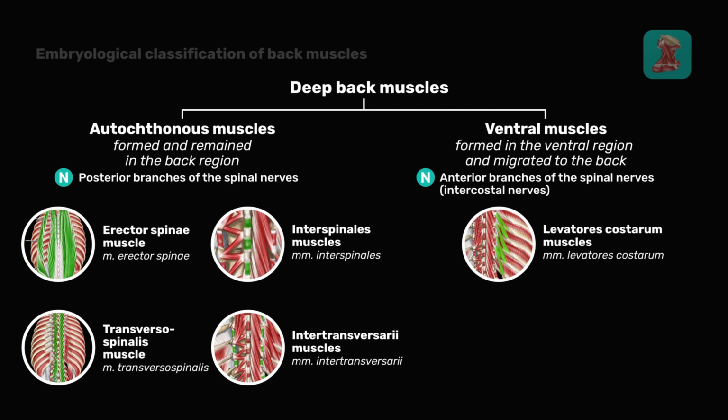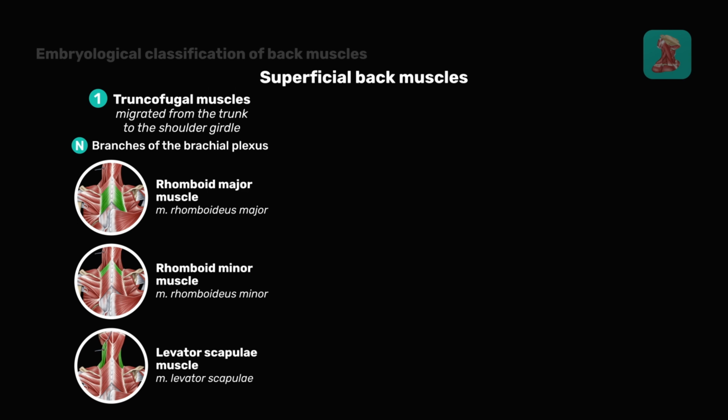Truncofugal muscles have migrated from the trunk to the shoulder girdle. They are innervated by the branches of the brachial plexus. The rhomboid major muscle, the rhomboid minor muscle, the levator scapulae muscle.